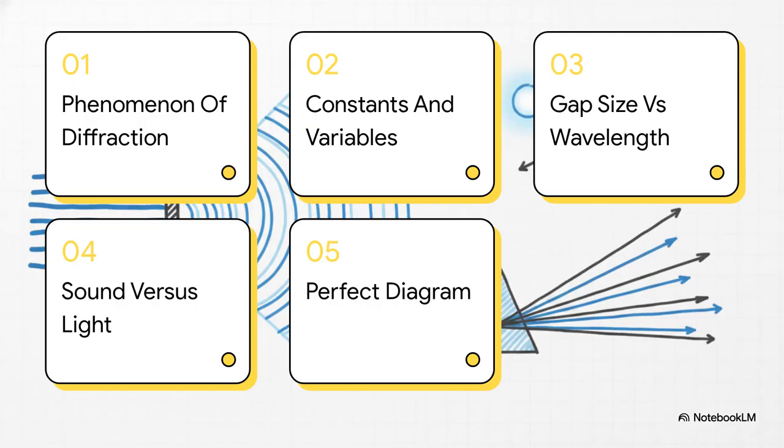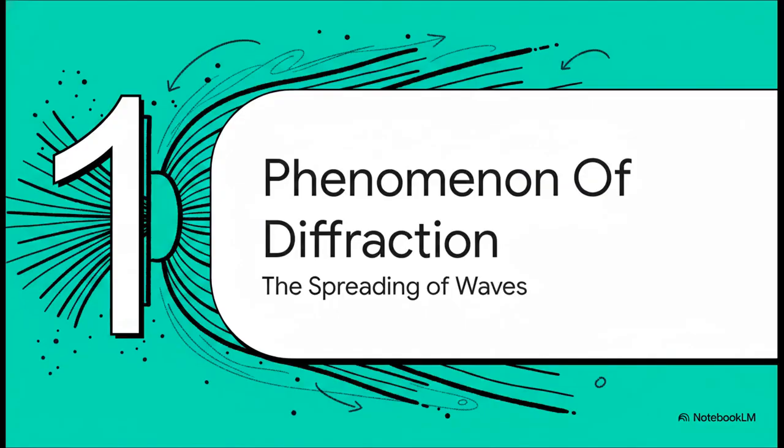Okay, here's our quick roadmap for today. We'll start with the phenomenon of diffraction, then look at constants and changing variables, dive into gap size versus wavelength, compare sound versus light waves, and finally, wrap up with how to draw the perfect diagram. All right, let's dive into part 1, the phenomenon of diffraction, or the spreading of waves.